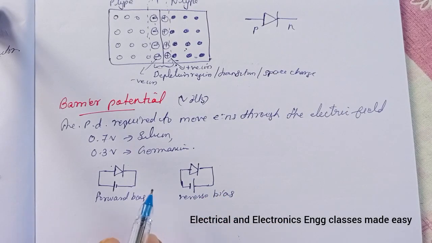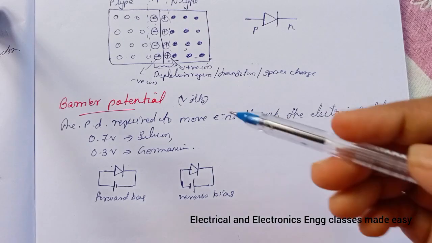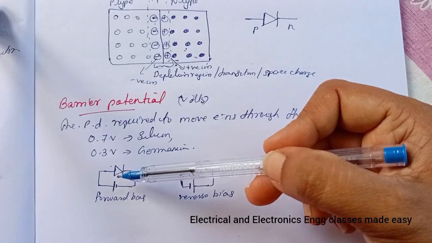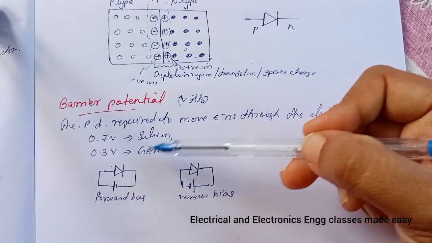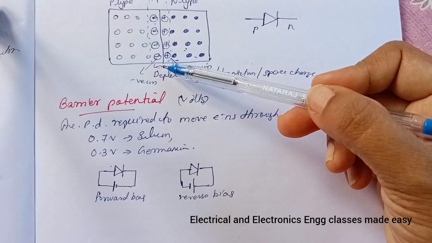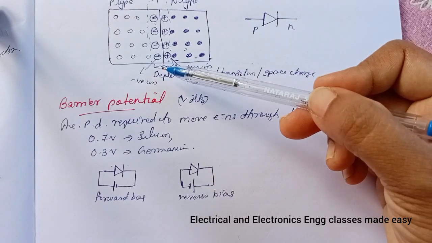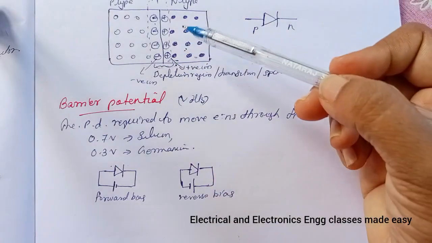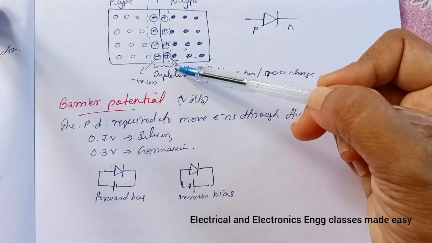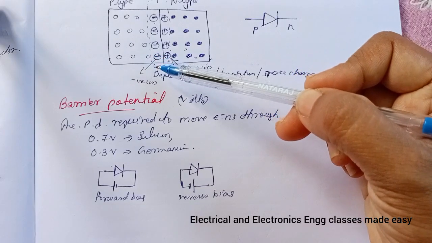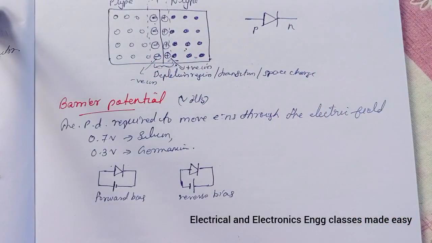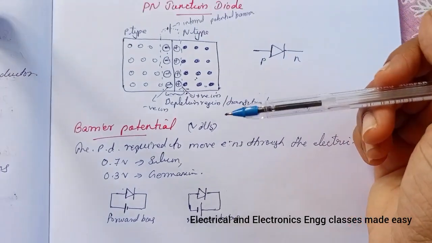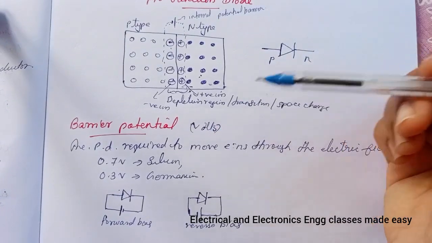So in this way external source can be applied, and when forward bias voltage is applied, it reduces the barrier potential, allowing current to flow through the diode. And in reverse bias, it increases the barrier potential, preventing significant current flow. So that is about the PN junction diode and barrier potential.